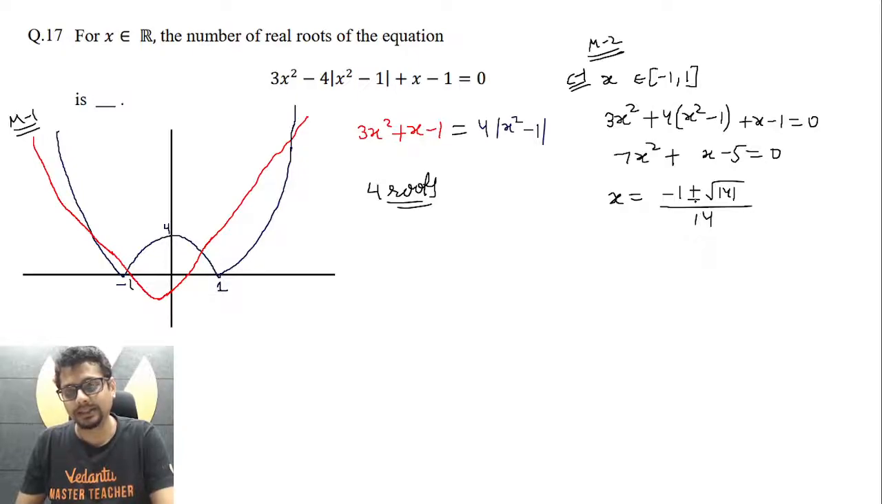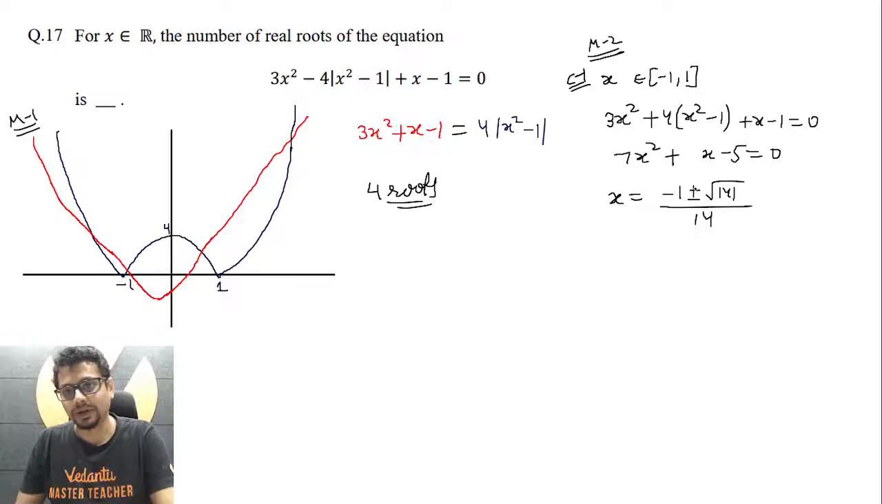Now if you consider the one with minus sign, root 141 is less than 13, because 13 square is 169. In fact, it is even less than 12, because 12 square is 144. So here minus root 141 is greater than minus 12. Minus 1 minus root 141 is greater than minus 13. So this whole expression when we take minus sign is greater than minus 13 by 14, hence greater than minus 1, and of course less than 0.